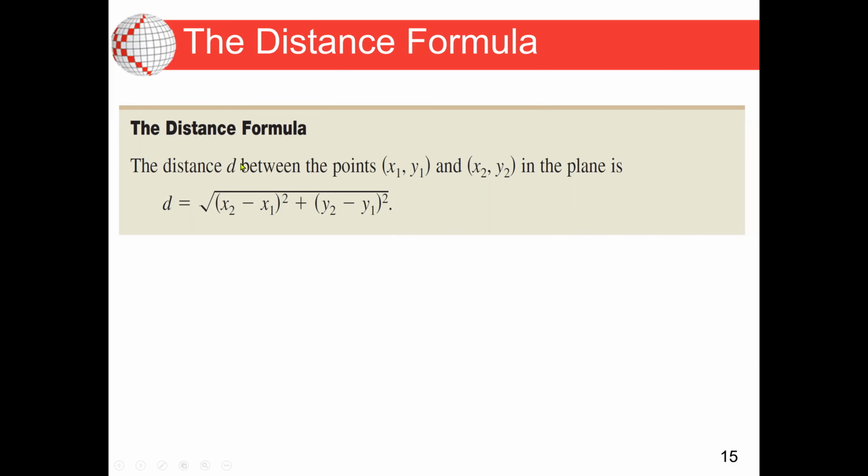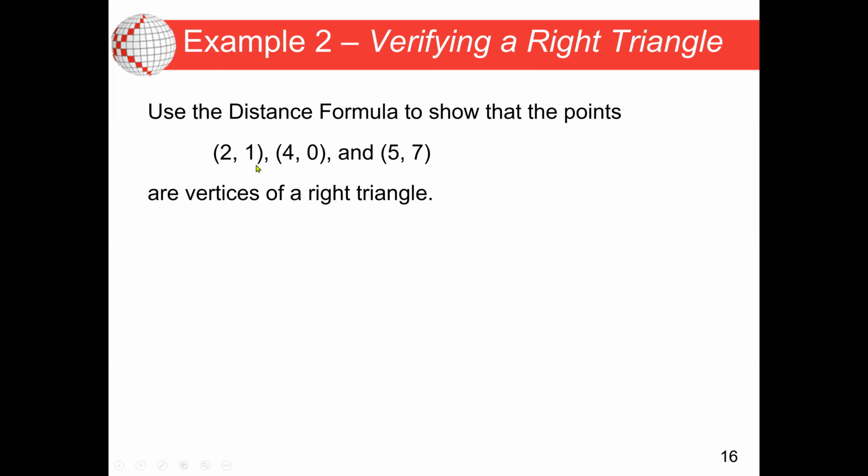So here we're going to do our example now. Here they say use the distance formula to show that the points (2, 1), (4, 0), and (5, 7) are vertices of a right triangle.